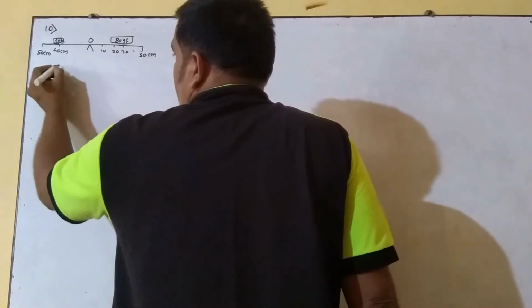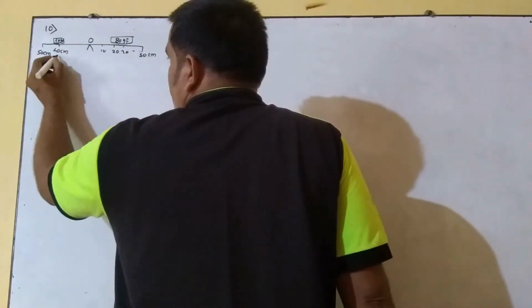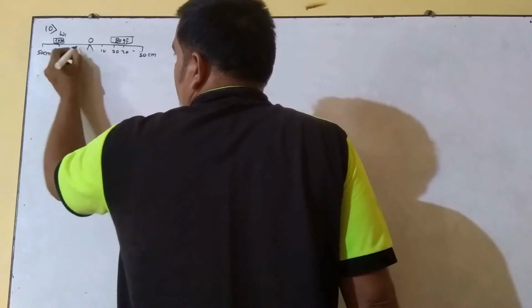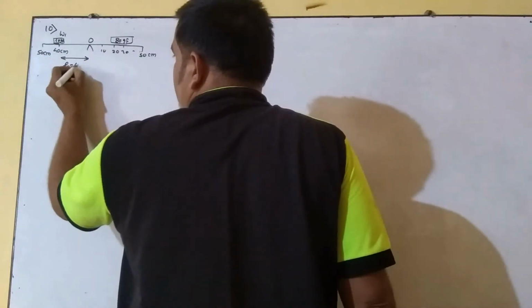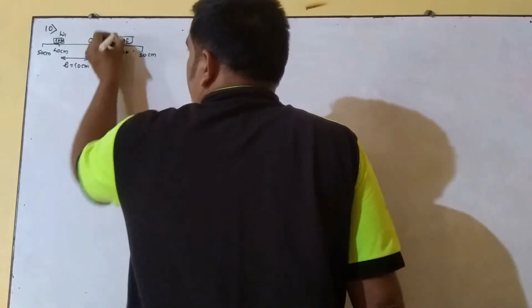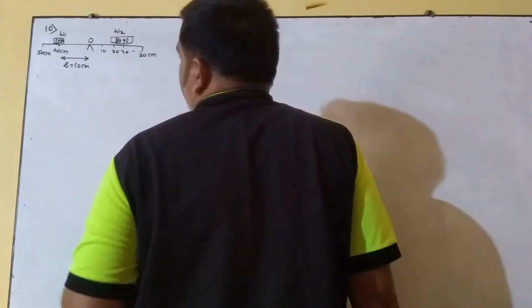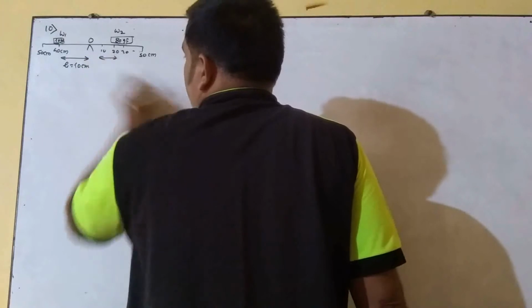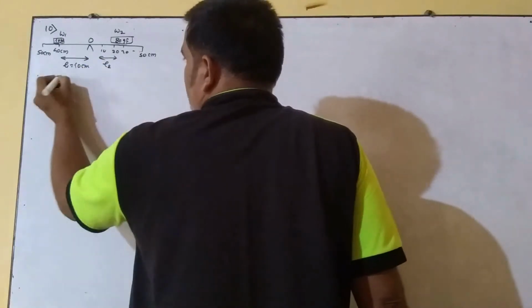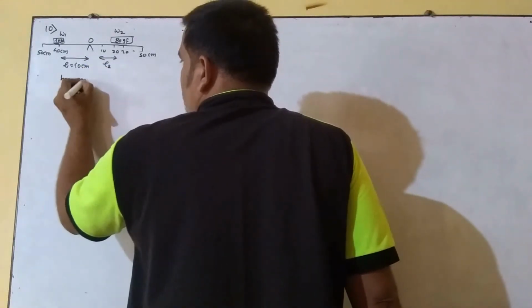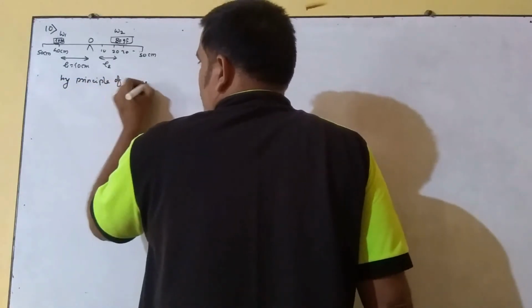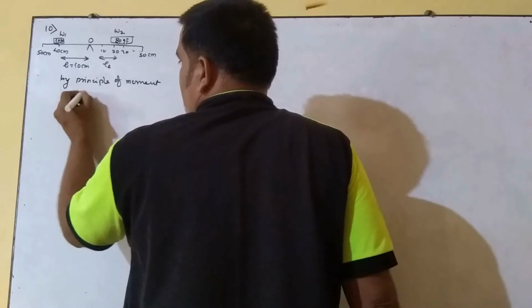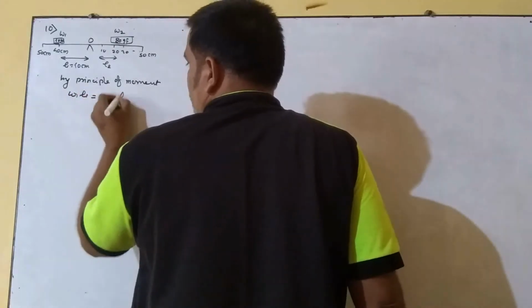So here we can say this 40 GF as a W1. This distance from the fulcrum is L1, which is say 40 centimeter. This W2 is 80 GF, and where to keep that we have to find, say L2. So by principle of moment, we can say W1 L1 is equal to W2 L2.